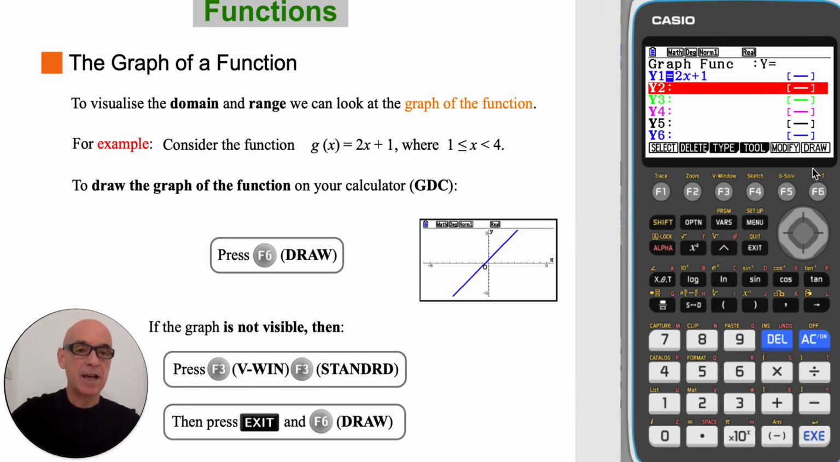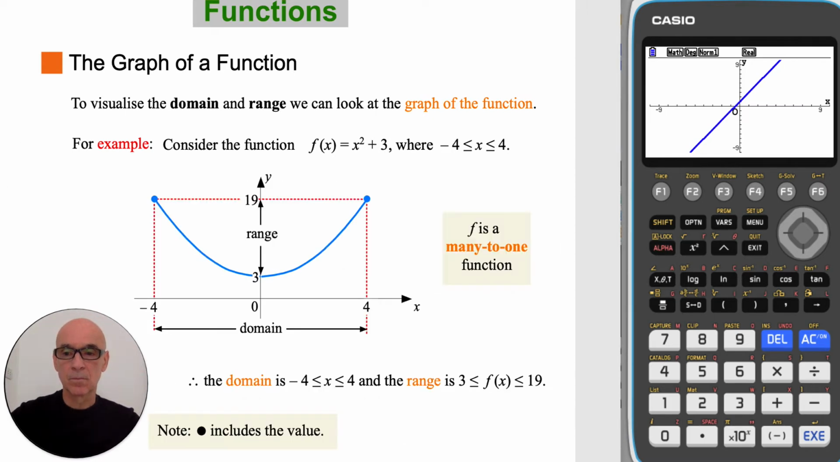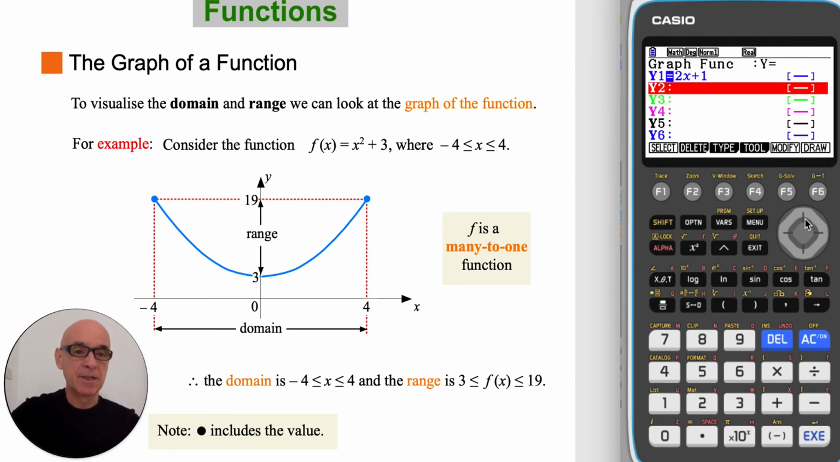Then pressing F6 to draw the graph. To draw the graph of the function f on the calculator, I press exit to get back to the main menu and scroll up, and again press F2 and F1 to delete the equation. I can now input the function f.